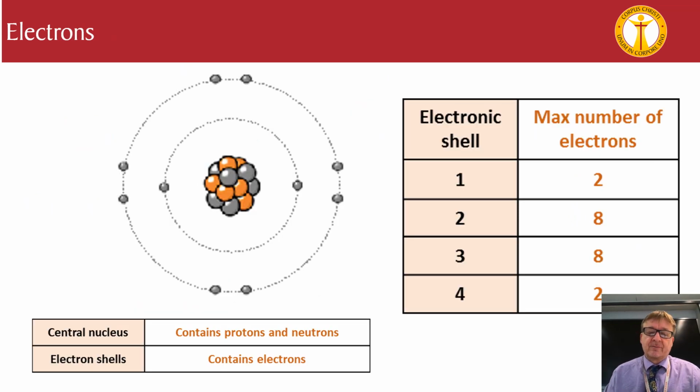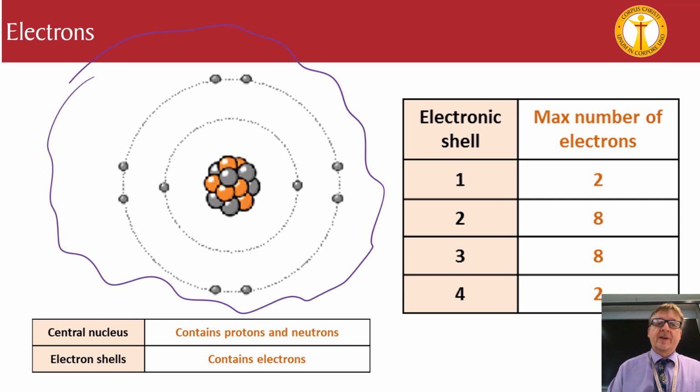Now, electrons. This here is a drawing of an atom. The middle contains protons and neutrons. The orange ones there could be protons and the grey ones there could be neutrons. So protons and neutrons are in the nucleus. Flying around the outside, we've got our electrons.